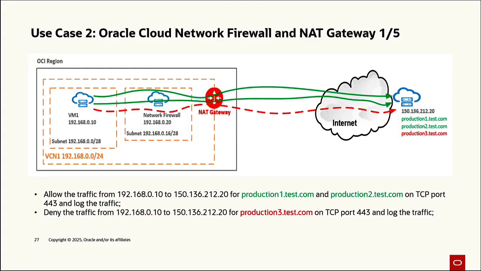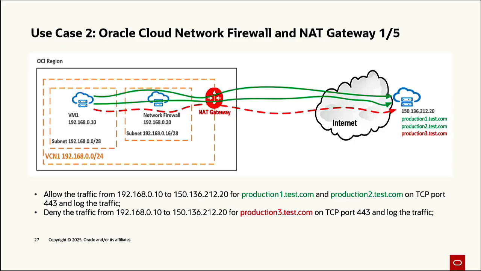The request is very simple. Our virtual machine from the private subnet can access via the NAT gateway only production 1 and production 2, but not production 3, right? Over TCP port 443, right? So it is a very simple case where the network firewall should be configured for URL filtering, right?